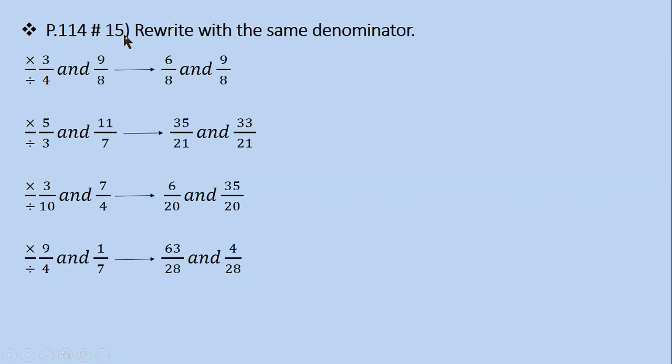Page 114, also number 15. We want to rewrite these fractions with the same denominator. This means that I need to look at the fractions, see their denominators, find the LCM, and then find their numerators. Remember to find the numerator by dividing and then multiplying. Follow all of these, please.